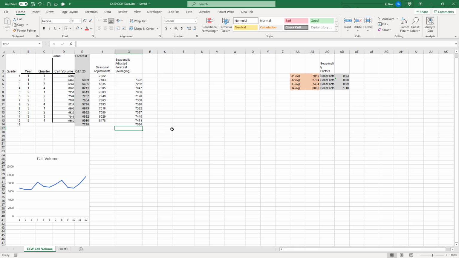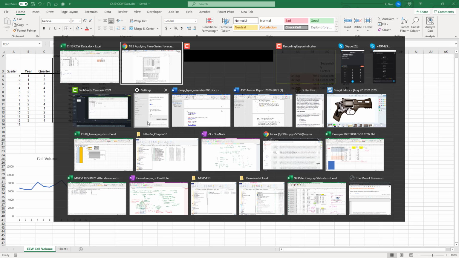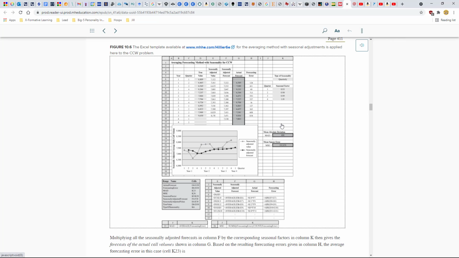Okay, so let's just make sure the numbers are right. If we end up with about 7530 at the end, go back to the book where they have 7530. Okay, so this is the average of all previous readings that we have, but we're working in the realm of the seasonally adjusted forecast. Okay, so now we need to denormalize them.